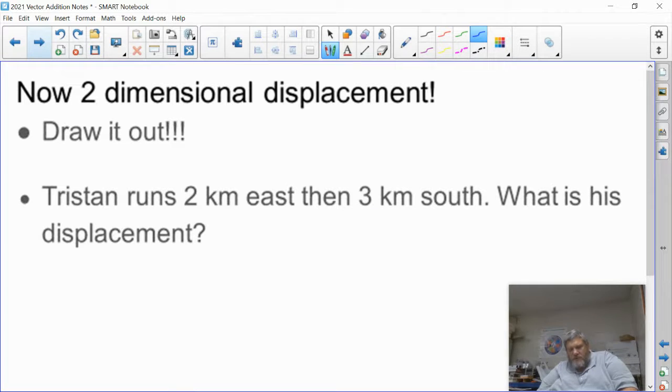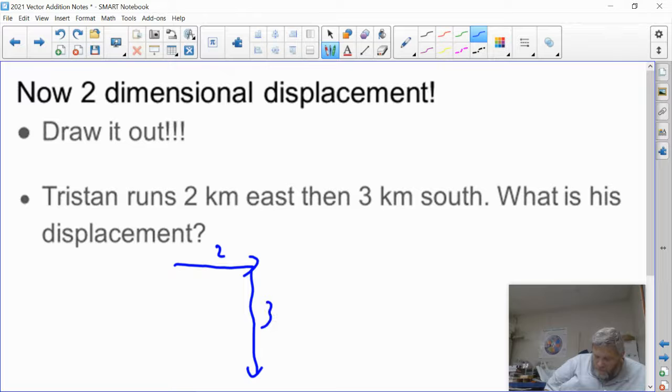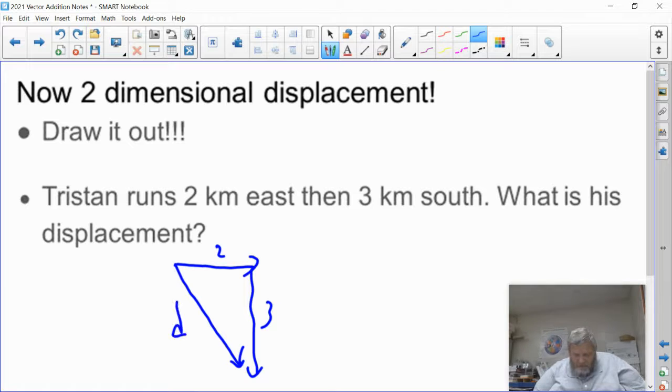All right, so let's look at a two-dimensional displacement. Tristan runs 2 kilometers east, then 3 kilometers south. What is this displacement? So 2 kilometers east would look something like that. That would be 2. And 3 will be a little bit longer. Notice my lines are nowhere near straight, but we get a general idea of what it looks like. And this would be my displacement.